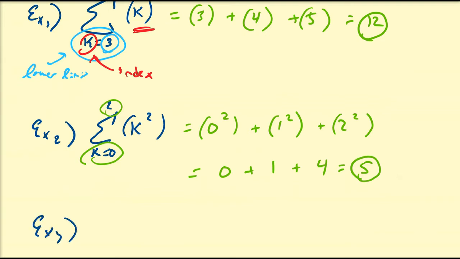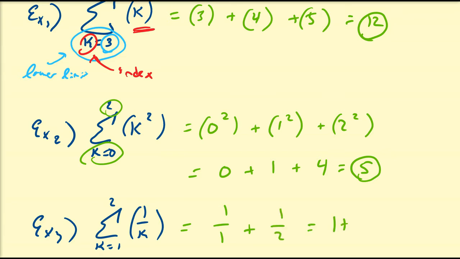So another example. Suppose we have the sum from k is equal to 1 to 2 of 1 divided by k. So same thing applies. We're going to replace k with all the numbers from 1 to 2. So this is going to be 1 over 1 plus 1 over 2, which is the same as 1 plus 1 half, which as we know is 3 halves.